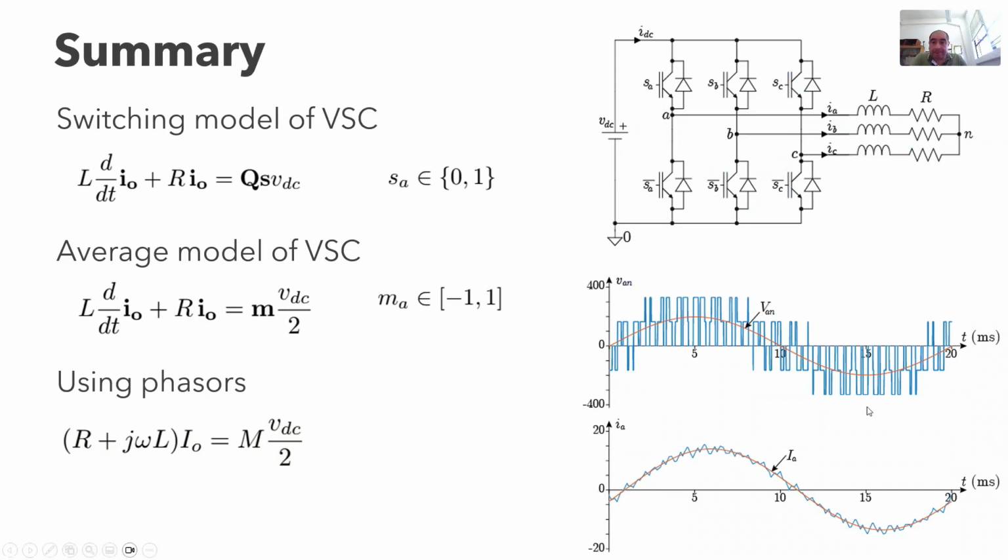As a summary, we have obtained the switching model of the converter in which the inputs have only two possible values, 0 and 1, and all the variables react to that dynamic. We have obtained then the average model in which the input is now a continuous, sinusoidal signal, and of course the current is also sinusoidal. And of course, if both are sinusoidal, then we can apply phasors on them and obtain the last expression here, in which you can calculate the amplitude of the current and the phase of the output current.